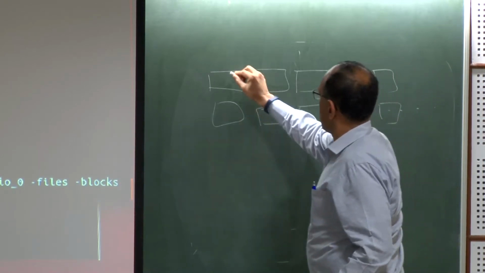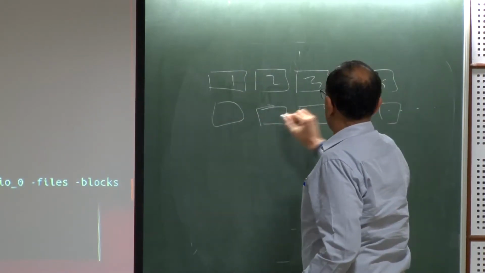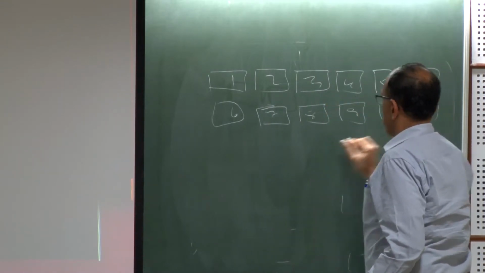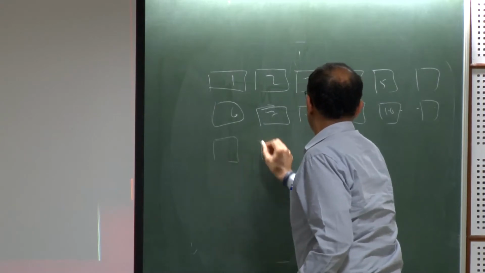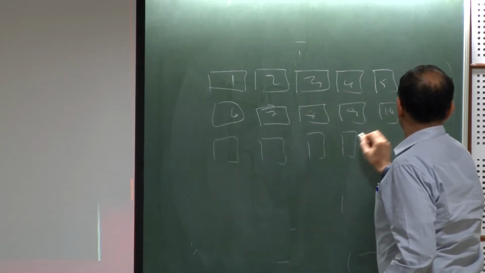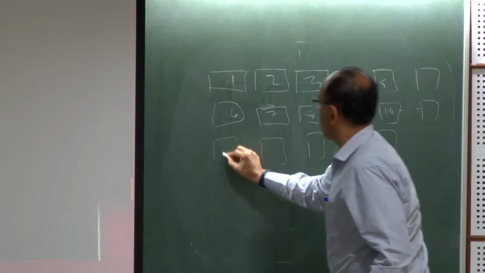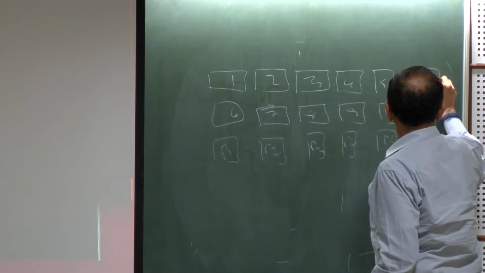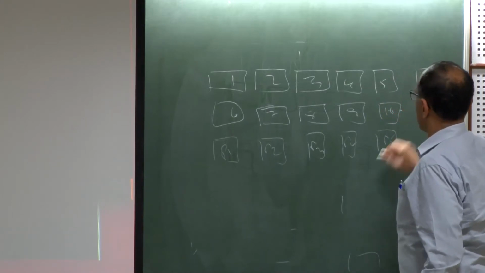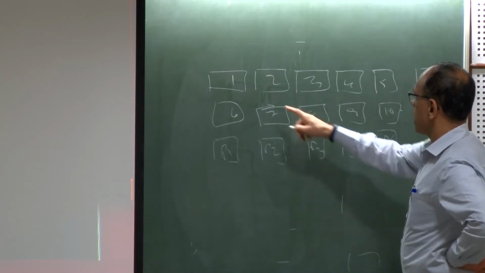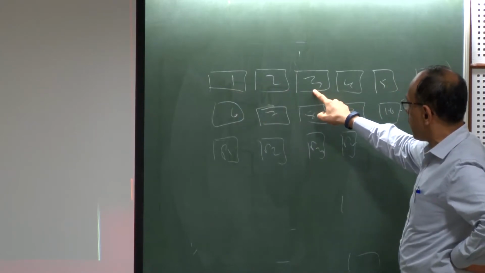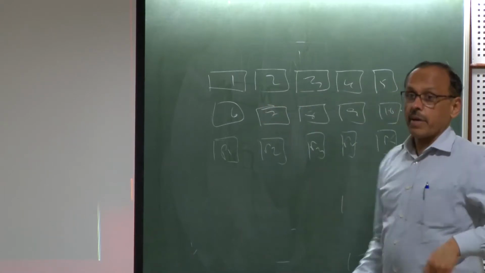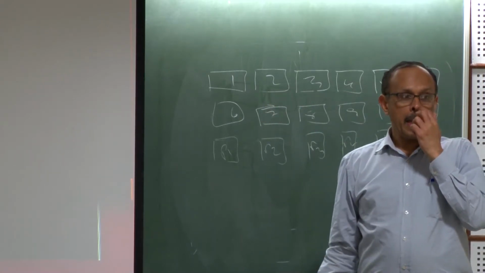So let's say this is 1, 2, 3. So we have these are the parity. So this is P1, P2, P3, P4, P5, P6, and P7. So 3, if you kill 3, that can recover. I mean, in fact, you can even kill 1 to 5. It will recover.